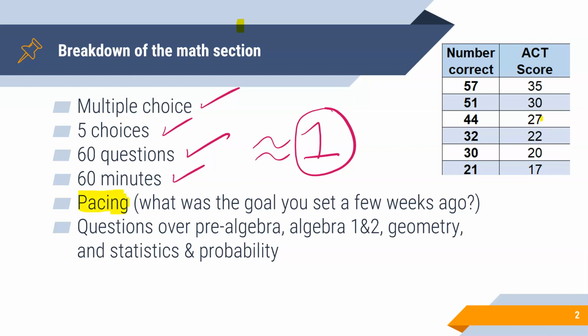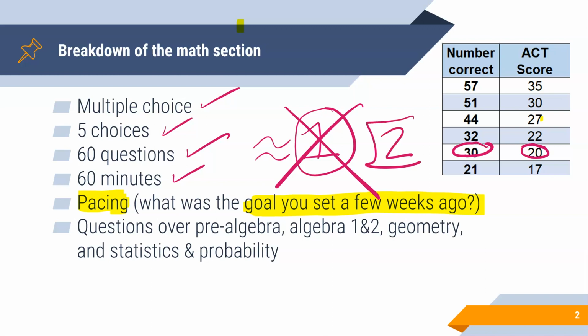And the pacing is dictated by the goal you set a few weeks ago. Was your goal, "I want to try to get a 20 on the math section of the ACT, because all my practice tests from freshman and sophomore year, I was getting around a 17, 18. I think I could get a 20"? Well, if your goal was to get a 20, that means you need to get 30 math questions right, which means we don't have 1 minute a question. We now have 2 minutes a question. Double the time on every question. That's not too bad, right?